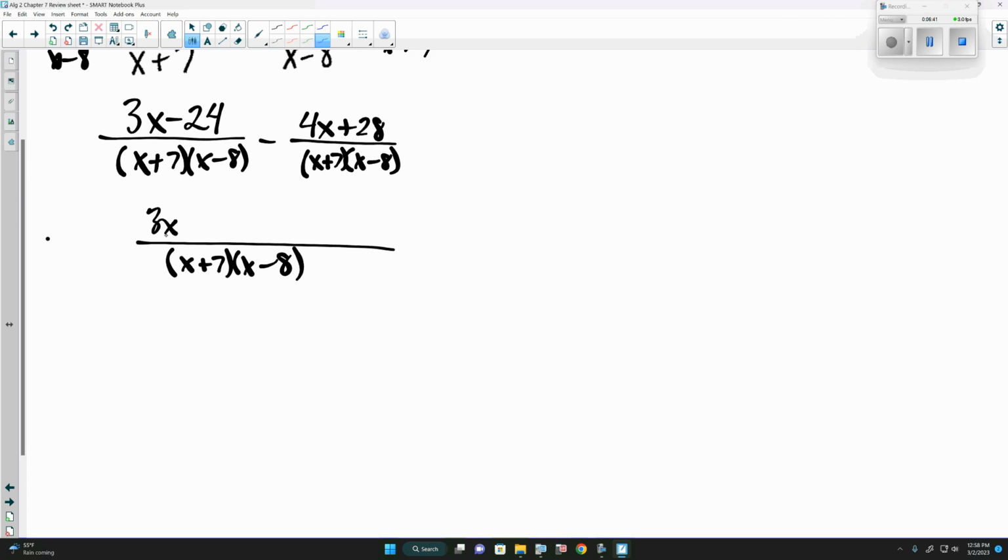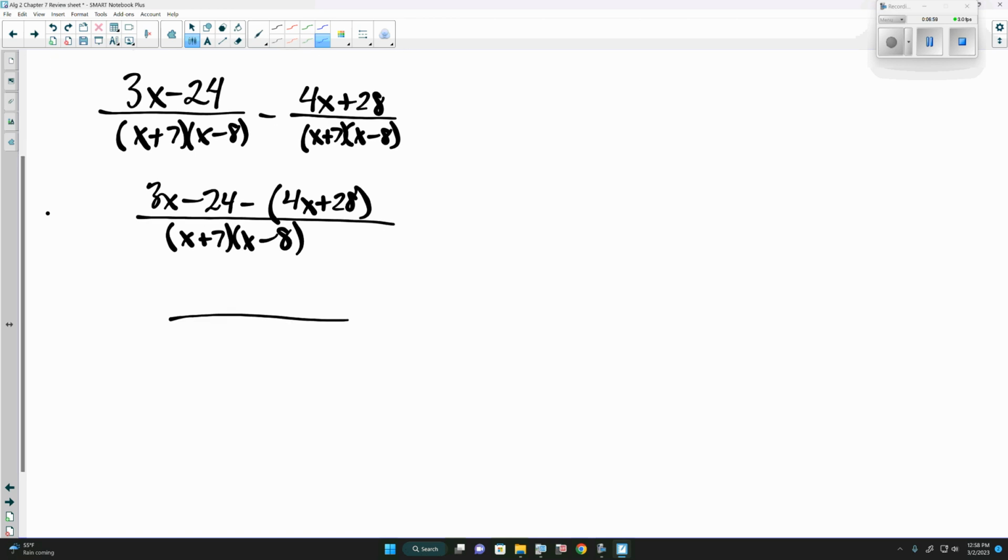Now the first one, our 3x minus 24, is going to stay the same. We can put parentheses around it if we want, but the signs are not going to change. However, the signs for our 4x plus 28 will change because we are subtracting. Because really what we have is 3x minus 24. If we distribute this here, we have negative 4x minus 28 over x plus 7 times x minus 8.